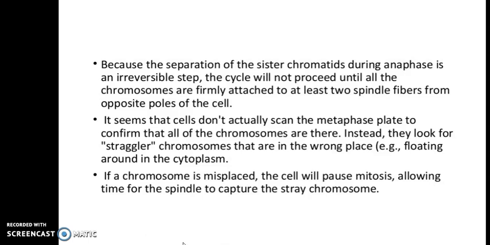It seems that cells don't actually scan the metaphase plate to confirm that all the chromosomes are there. Instead, they look for chromosomes that are in the wrong place, for example, floating around in the cytoplasm. If a chromosome is misplaced, the cell will pause mitosis, allowing time for the spindle to capture the stray chromosome, or the floating ones in the cytoplasm.